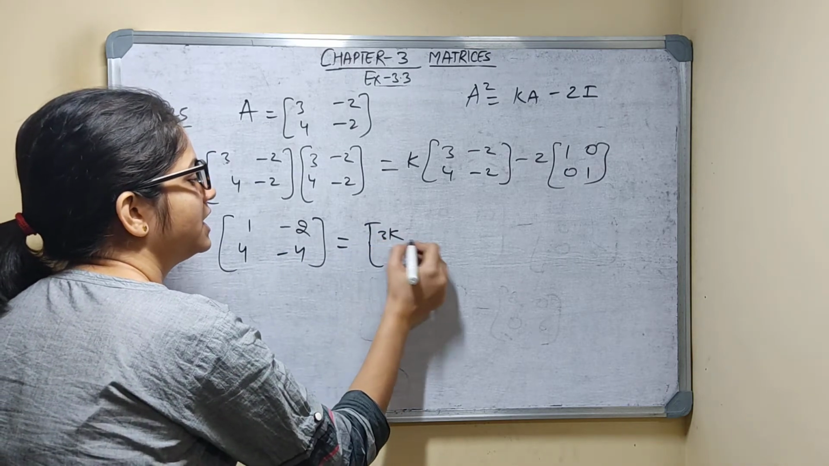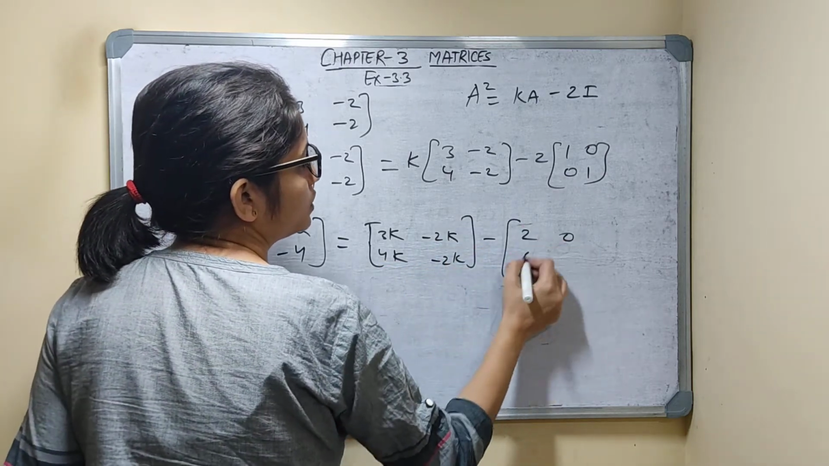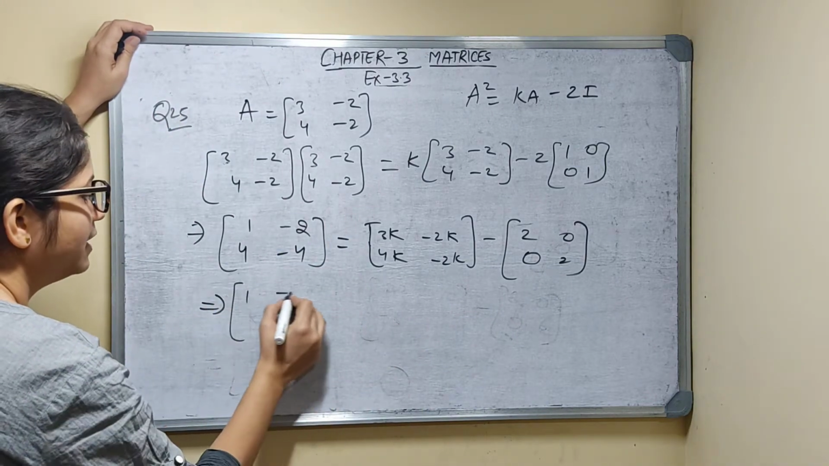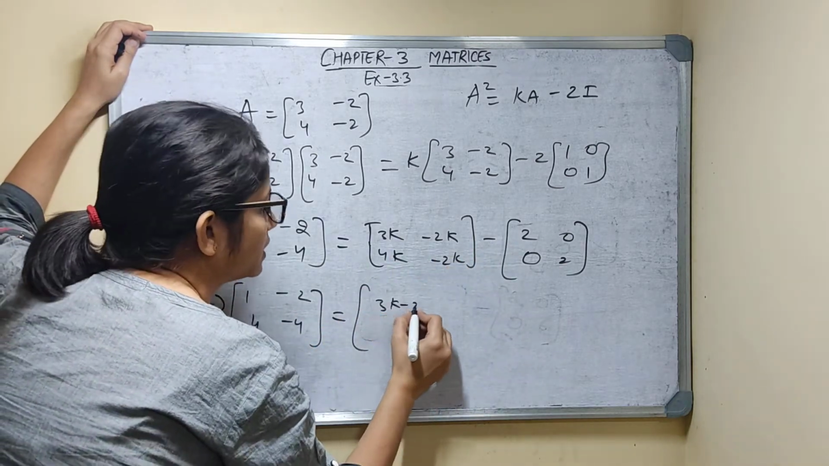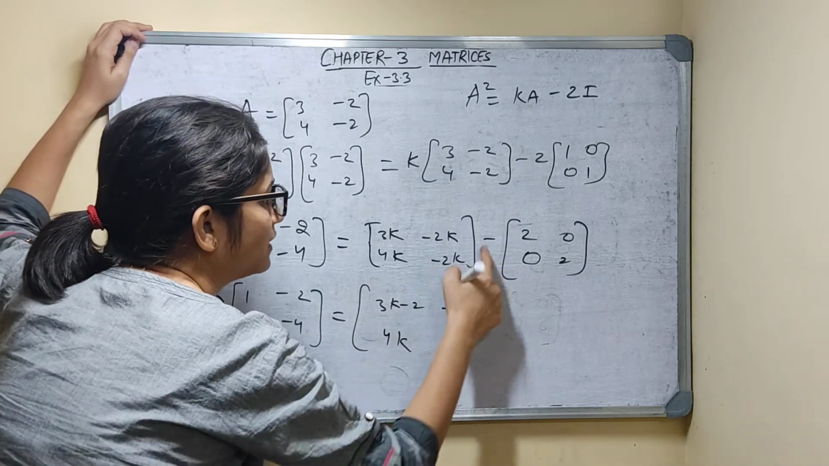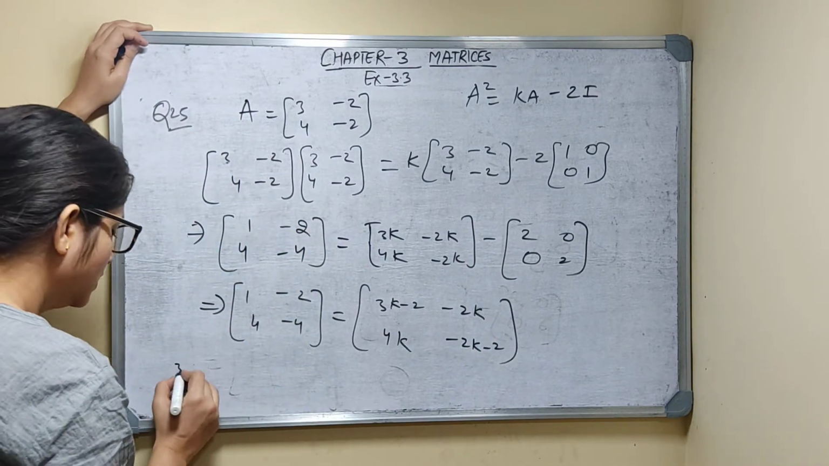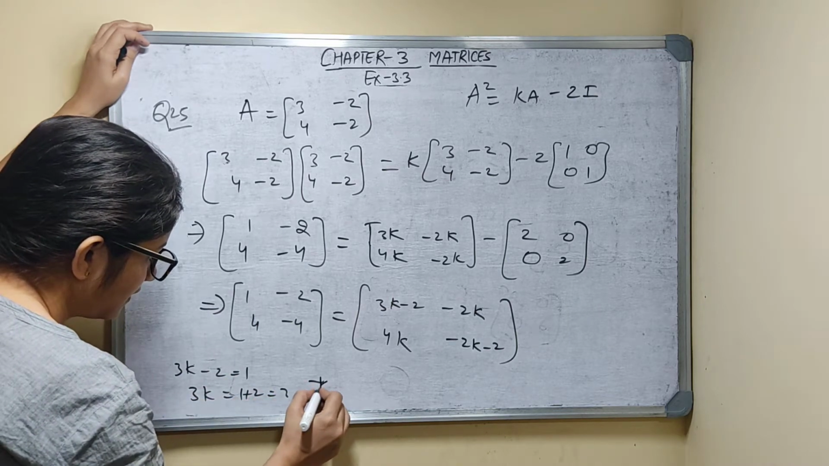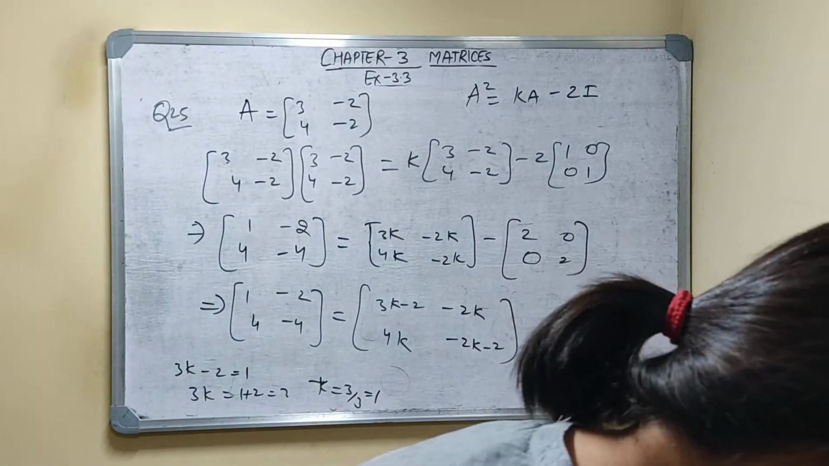So I can write here 3K minus 2K, 4K minus 2K, minus 2 on the diagonal of 2, 0, 0, 2. Multiply with 2. So here you will get 1 minus 2, 4 minus 4 is equal to 3K minus 2, then minus 2K minus 0, so minus 2K only, 4K minus 0, so 4K only, and minus 2K minus 2. We can equate: 3K minus 2 is equal to 1, so 3K is equal to 1 plus 2, which is 3, so K is equal to 1. K value only they are asking.